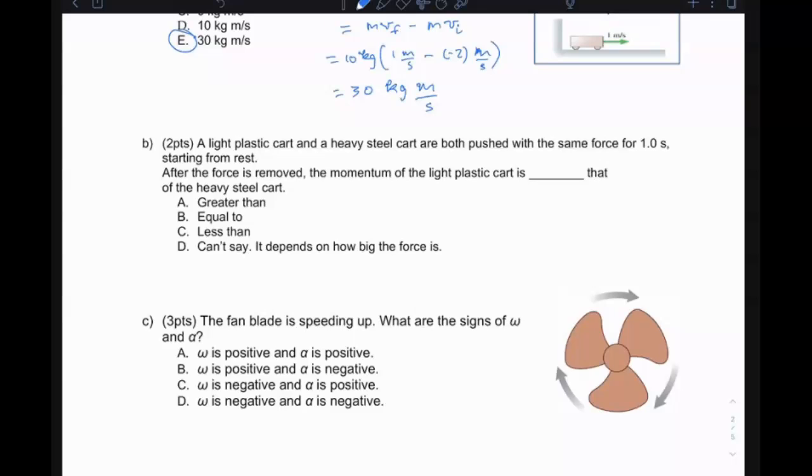Here the momentum of the cart in each case is changed by an impulse. And the impulse is defined as the average force times the time interval. The average force in each case is the same, and the time interval in each case is the same. So the change in the momentum is the same for each cart. So the answer is D.